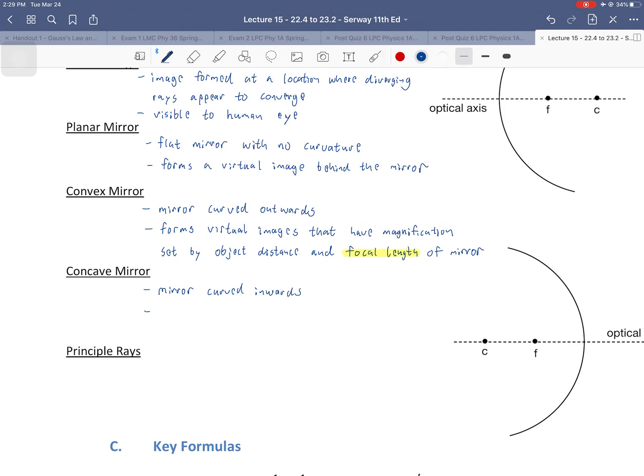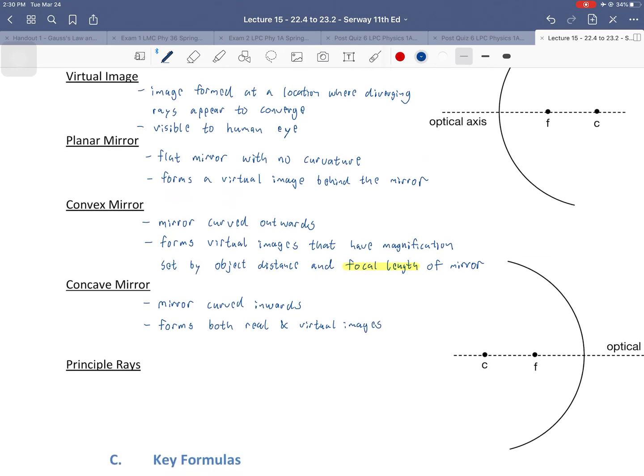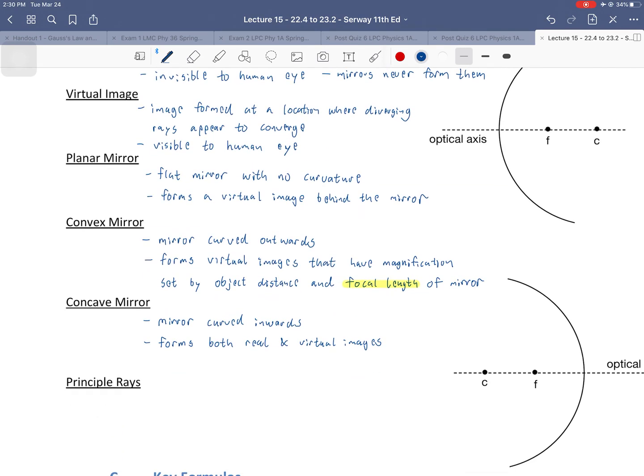This type of mirror can form both real and virtual images. Okay, so this is the only type of mirror that can form real images. Which makes me realize that I misspoke a minute ago. I was so focused on planar mirrors that I failed to remember that, of course, concave mirrors can form real images. So we actually are going to be talking about real images, which is a good thing I brought them up. So this is a point.